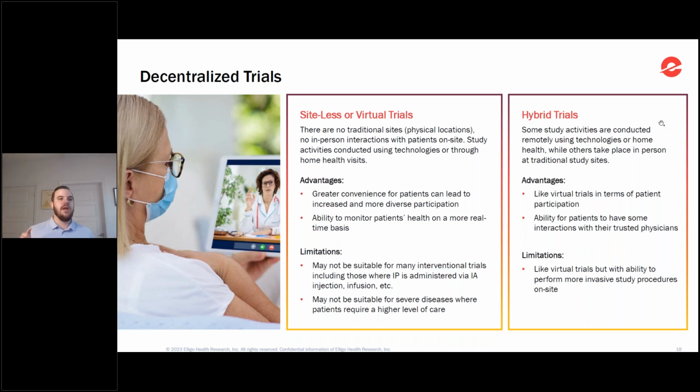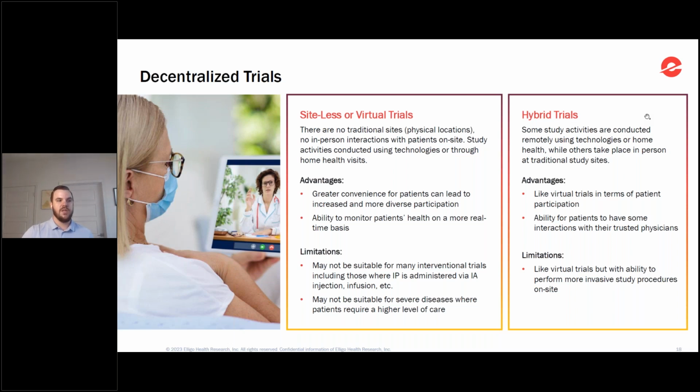So now moving on to hybrid trials in and of themselves. The best way to think about hybrid trials is it blends some elements of a virtual trial with some elements of a traditional trial. So what that means is that some study activities are conducted remotely using technologies or home health, while others take place in person at traditional study sites, just as a traditional model trial would.